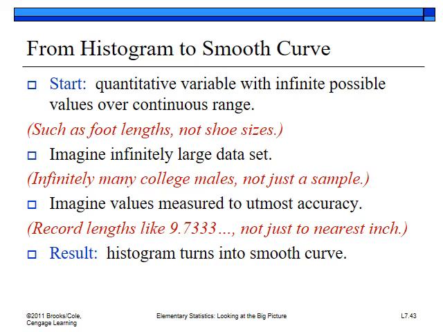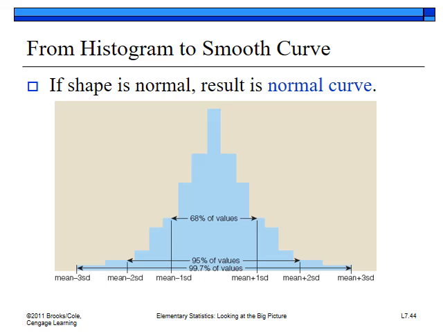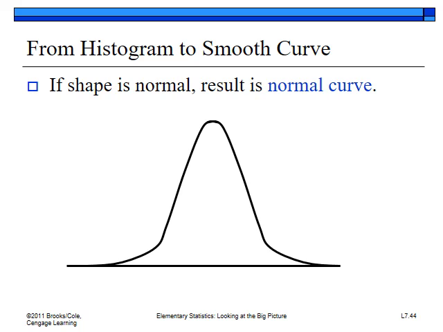In that case, the histogram looks like a smooth curve. And if the shape is normal, the result is called the normal curve. So imagine our bar chart where all those steps get smoothed out. This is what the normal curve looks like.